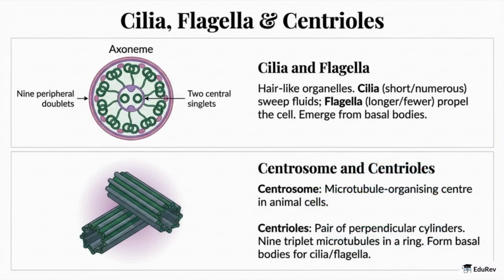Many eukaryotic cells bear hair-like cilia or longer flagella for movement. Both share an axoneme core with 9 peripheral doublets and 2 central singlets, the classic 9+2 arrangement. These structures grow from basal bodies, and centrosomes in animal cells act as microtubule organizing centers. Centrioles, composed of 9 triplet microtubules, help form these basal bodies and organize cell division machinery.